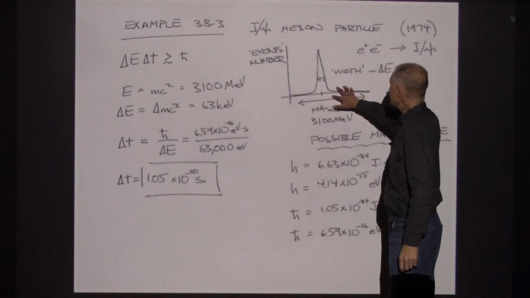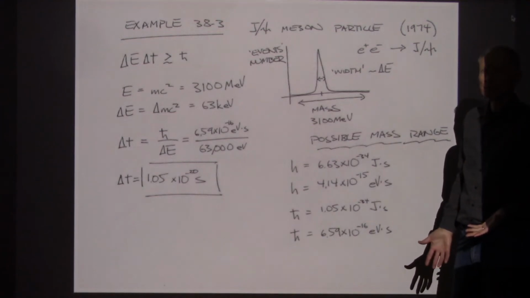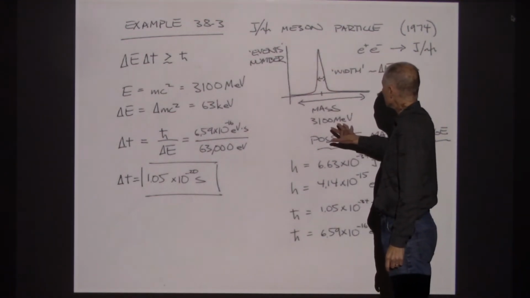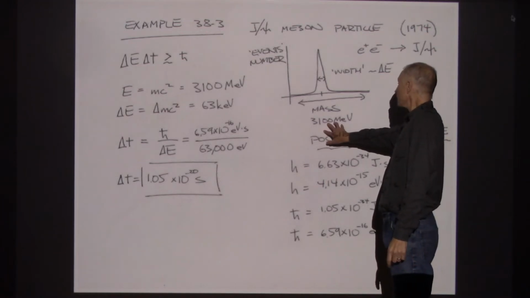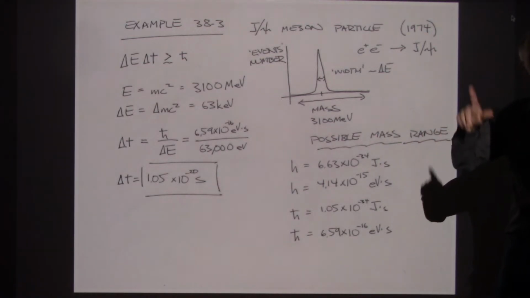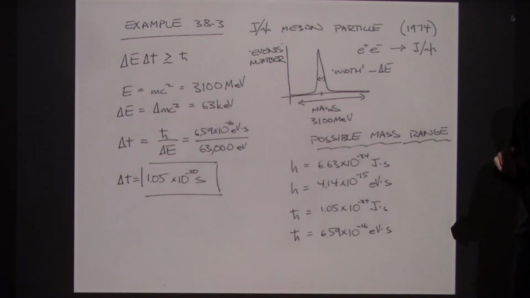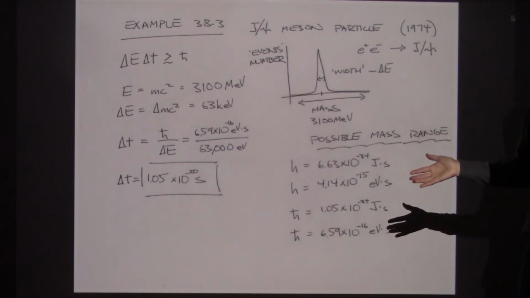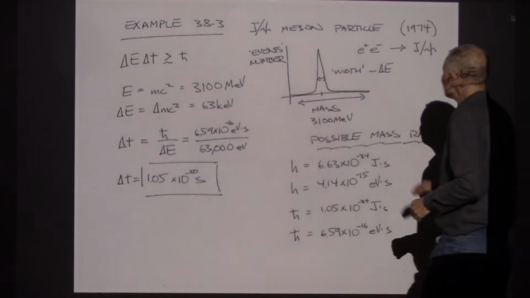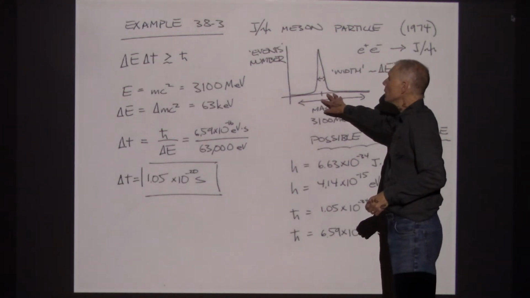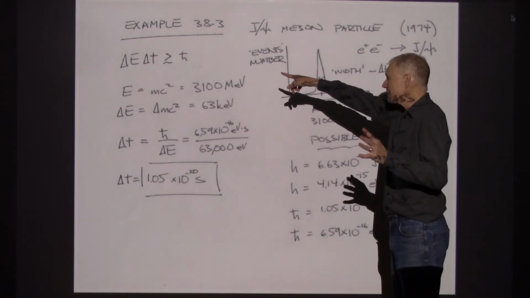Now, the particle's energy is just its mass. And so we run a set of experiments, and we find that this particle can be generated most often at a mass of 3100 MeV, but sometimes the mass can be higher and sometimes lower. So if I find a particle whose mass is uncertain, there's a range of possible mass values, that's an indication that it has a very short lifetime. And so we can use the Heisenberg formula.